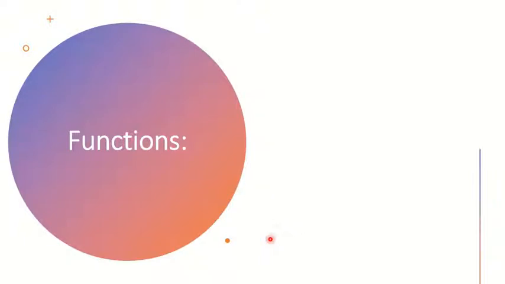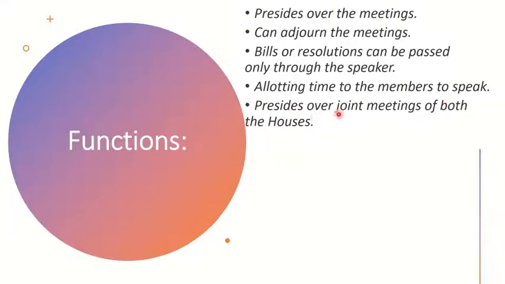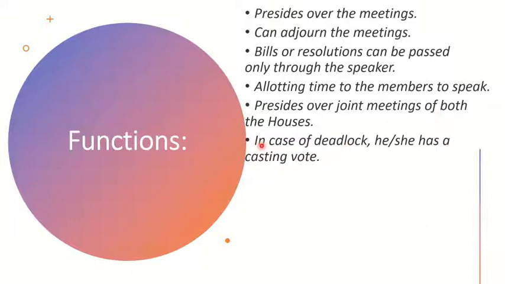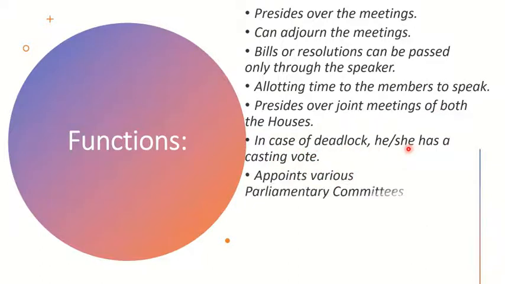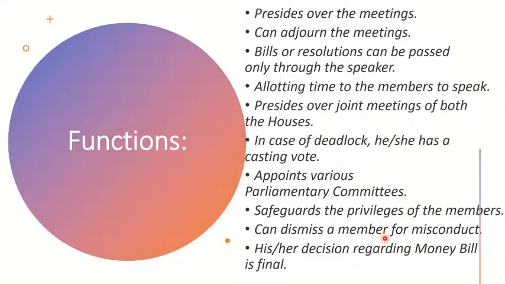The functions of the speaker are that he presides over the meetings, he can adjourn the meetings, and bills or resolutions can be passed only through the speaker. Allotting time to the members to speak is his duty. He presides over the joint meetings of both the houses. In case of a deadlock, he or she has a casting vote. He appoints various parliamentary committees. He safeguards the privileges of the members and can dismiss a member for misconduct. His or her decision regarding the money bill is final.